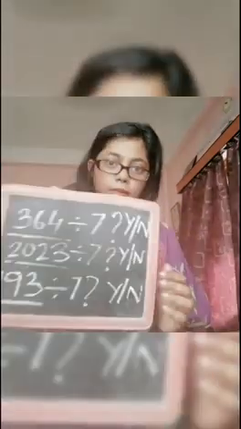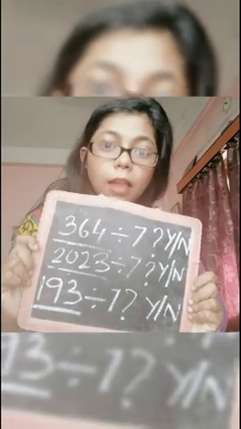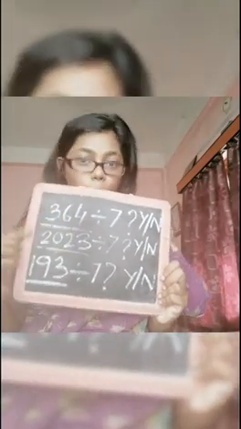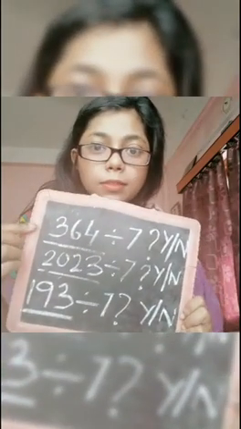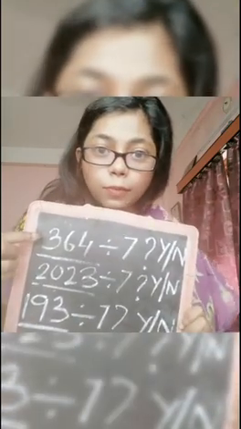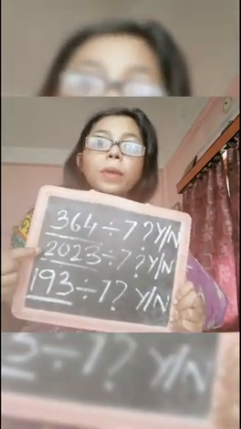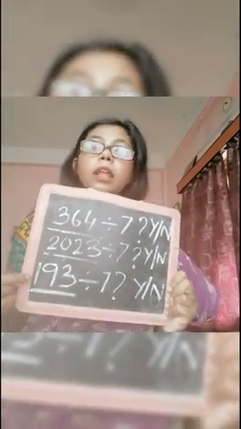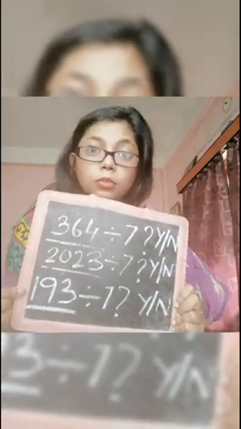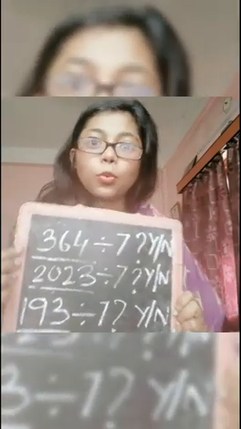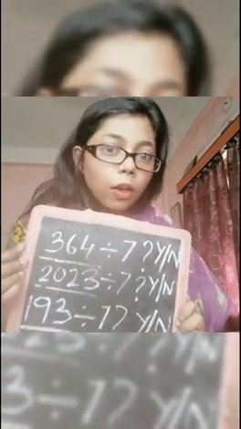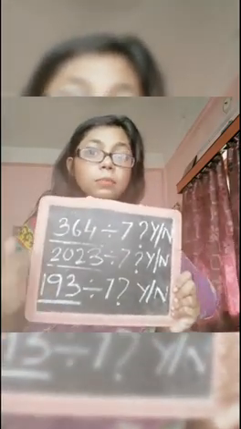Well done. Now, can you tell me, I'm giving you some numbers. Can you tell me whether these are divisible by 7 or not? So, what are the numbers? 364, 2023, 193. So, these are big numbers. So, is there any trick to find out whether these are divisible by 7?